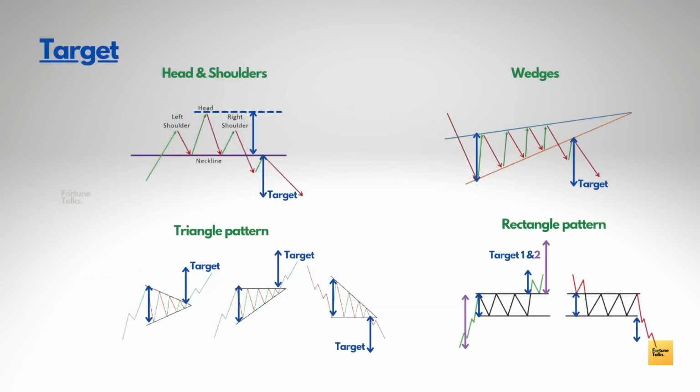Finally, the targets can be the next potential resistance level, or you can place a suitable target based on the type of consolidation pattern the market was in. Be it a wedge, a triangle pattern, or a rectangular pattern, use a suitable target based on the consolidation pattern formed in the market.